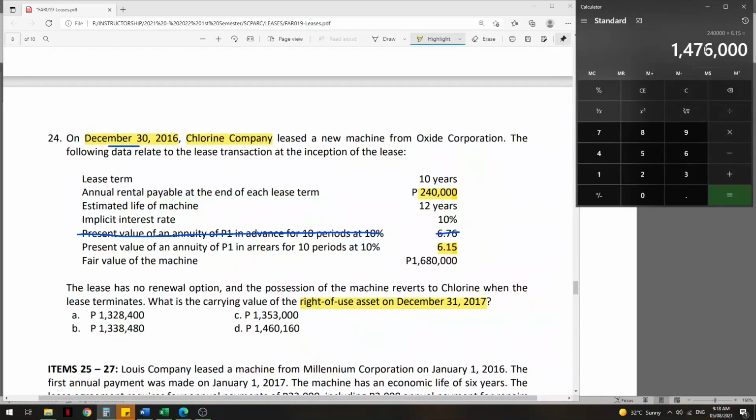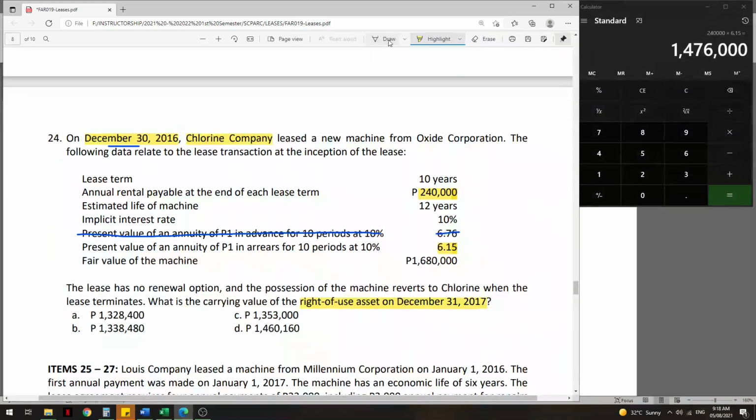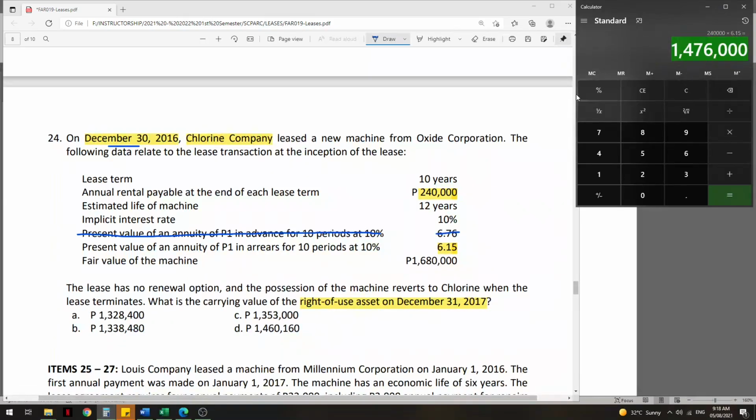That is 1,476,000. This is the L in lease liability, lease payments. There is no option to purchase in this problem and there is no guaranteed residual value. So I might as well say that this 1,476,000 is my lease liability on December 30, 2016. Okay? That is our lease liability.